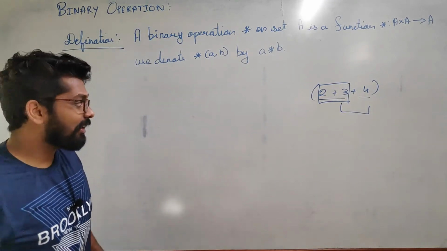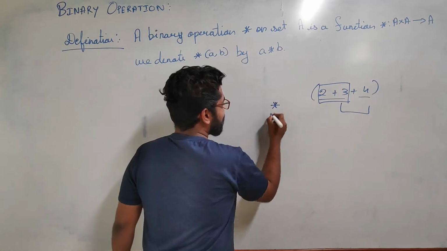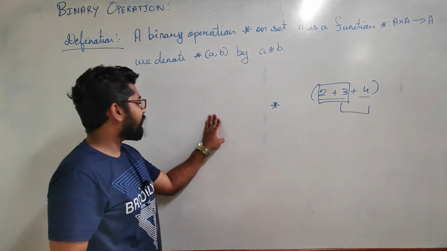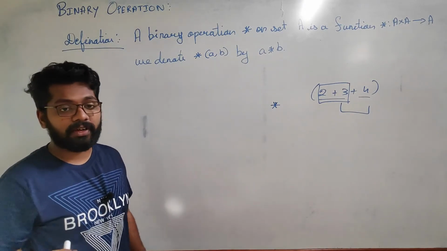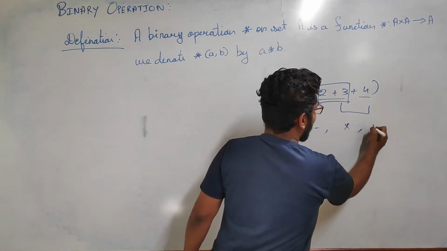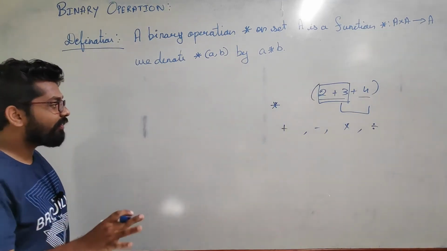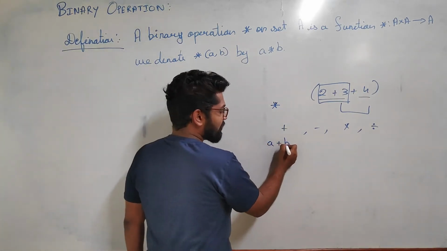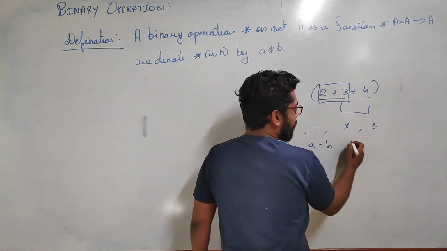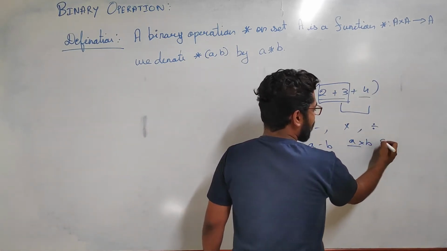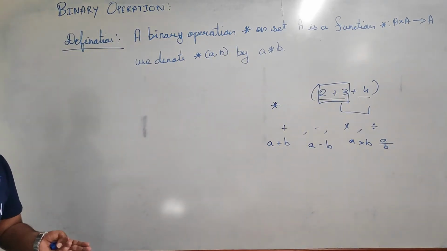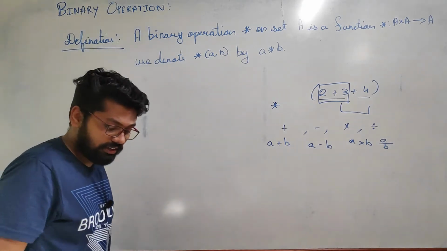Now binary operation is always denoted by the star operation. From the beginning you have learned four kinds of operations: addition, subtraction, multiplication and division. Whenever you are adding, you add a plus b, only two numbers. Whenever you are subtracting, only two. Dividing, multiplying, only two. So this is what binary operations are: two things we choose at a time.